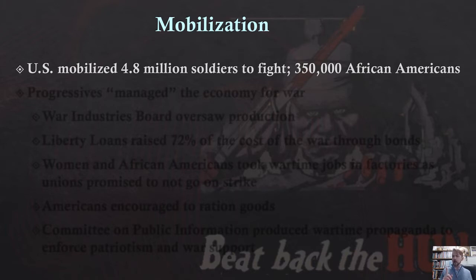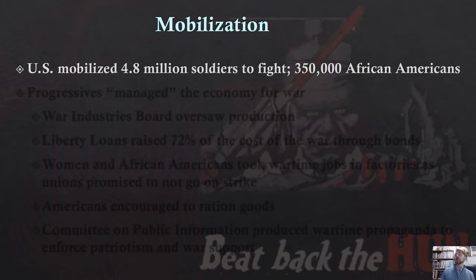Ironic, isn't it? African Americans fighting for democracy around the world, but they don't have democracy in America. So apparently, democracy doesn't really apply inside the United States because people like President Wilson are racists and supporters of Jim Crow.